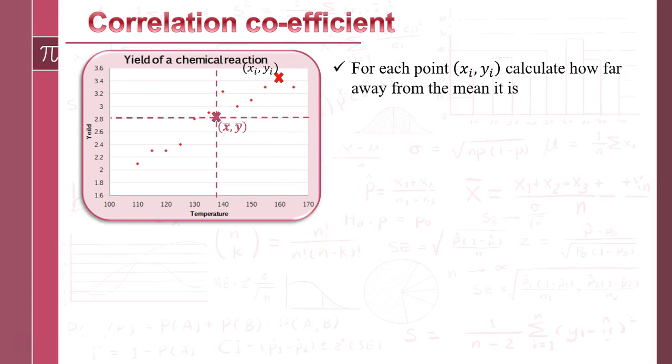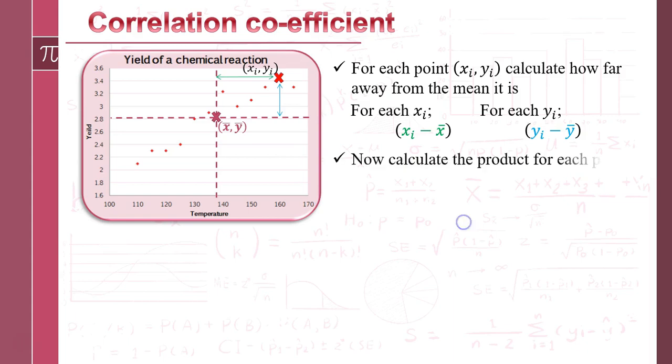If we calculate how far away our x values are for each point, then for the point that we've selected, that distance there is going to be the difference between the x value of our point and the x value of our mean point. And similarly, the vertical distance is going to be y minus y bar. So we've got those two values for each data point. We're going to do that for all the data points on our graph, and then calculate the product for each individual point, which is just those two brackets multiplied together.